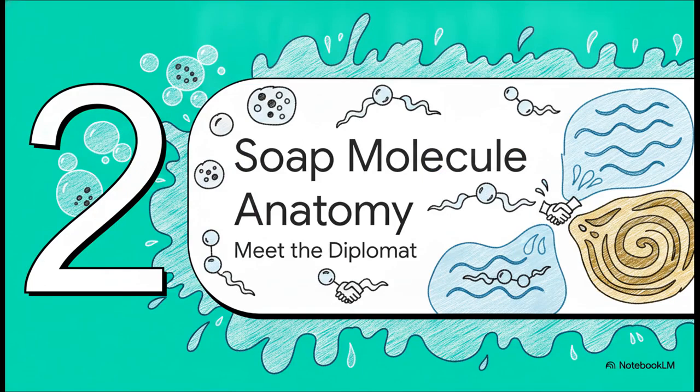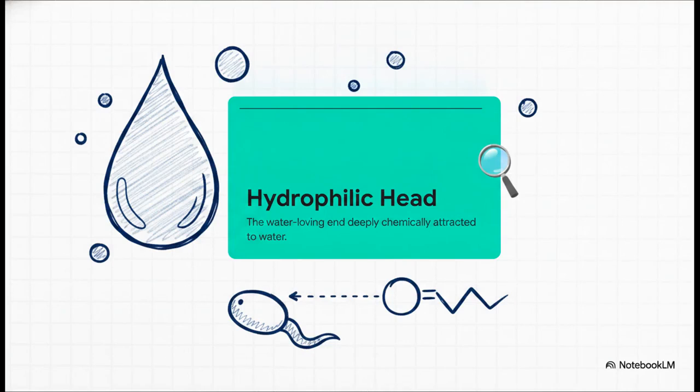Section 2. Anatomy of a soap molecule. Meet the diplomat. Enter the hero of our story, the simple soap molecule. It acts as the ultimate microscopic diplomat, stepping right in between these stubborn substances and forcing the oil and the water to shake hands. To understand how it does this, think of its basic anatomy sort of like a microscopic tadpole. On one end, you have the hydrophilic head. Now, hydrophilic literally translates to water-loving. This part of the molecule is deeply chemically attracted to water. It wants to dive straight into the stream from your faucet, much like a dry sponge eagerly soaking up a spill on your kitchen counter.